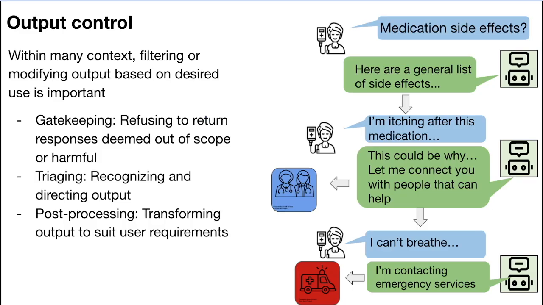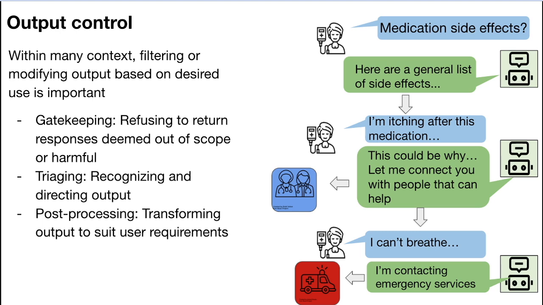Major concepts in output control within the healthcare context are triaging and gatekeeping. Gatekeeping is the concept of putting limits on what the model is allowed to do. Within our field, a common gatekeeping mechanism is to block any output from an LLM that may be perceived as giving direct medical advice.